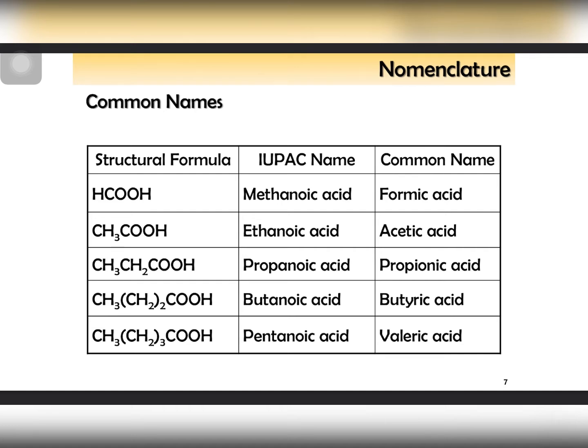So here are some IUPAC name and common name untuk carboxylic acid. So kalau methanoic acid, kita panggil common name dia adalah formic acid. And ethanoic acid, 1, 2 carbon, dia adalah acetic acid. And then kalau ada 3 carbon, 1, 2, 3, it is propanoic acid ataupun common name dia propionic acid. And kalau ada 4 carbon, so you call it as butanoic acid ataupun butyric acid. And kalau ada 5 carbon, it is pentanoic acid or valeric acid.